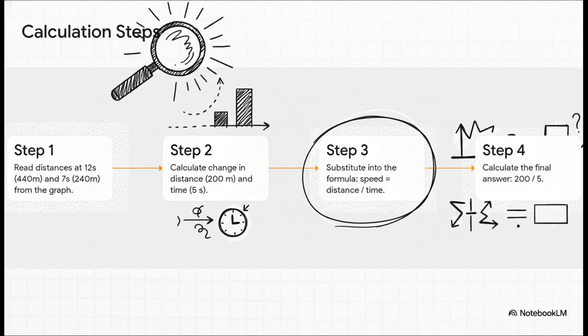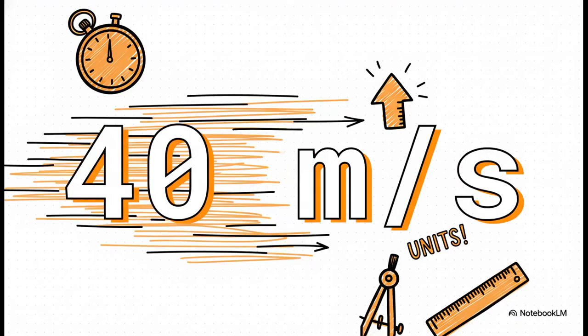Easy, right? For the next mark, you just plug those numbers into the speed equation. The distance covered is 200 meters, and the time taken is 5 seconds. So you write down speed equals 200 divided by 5. And when you do the math, bam! You get your final answer, which is worth the 3rd mark, 40 meters per second. Always remember to include those units.